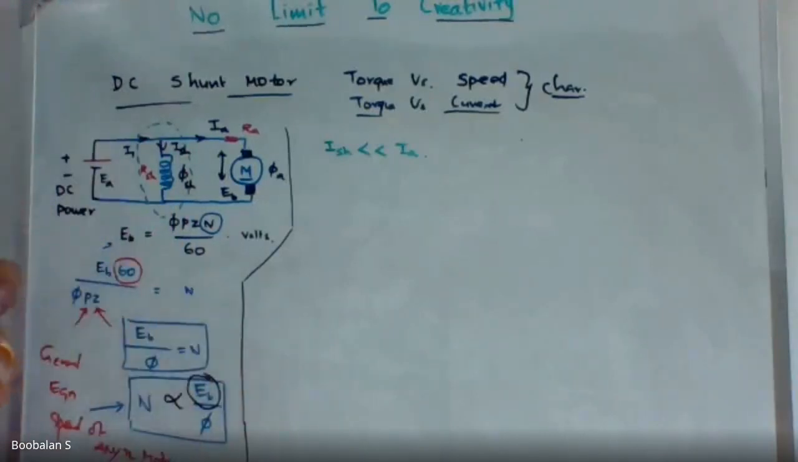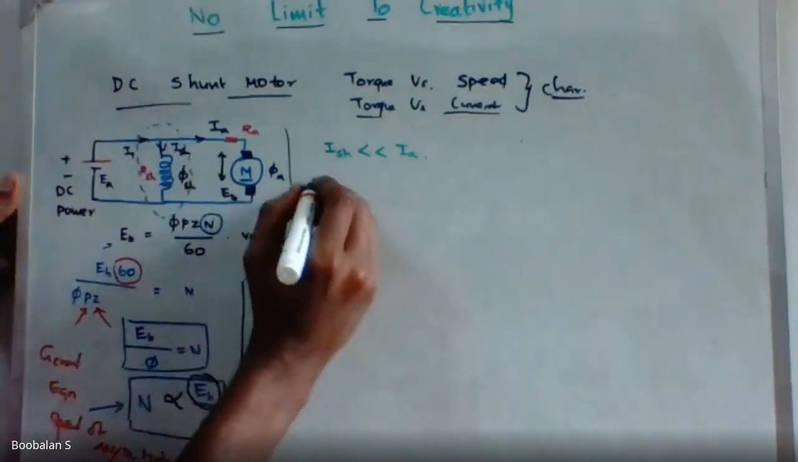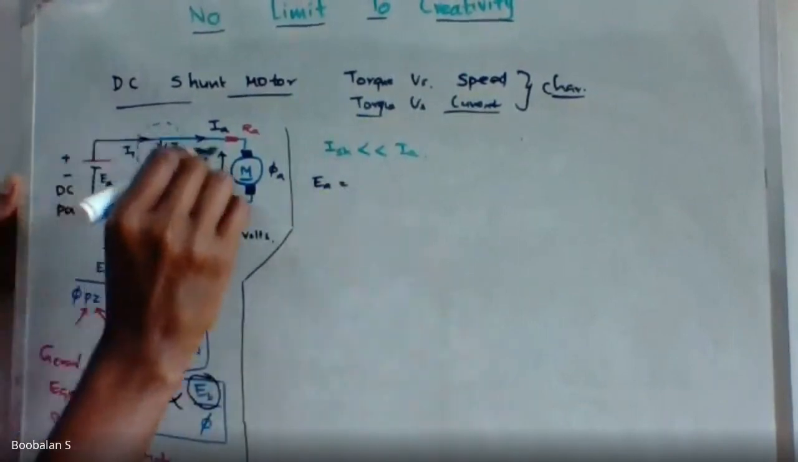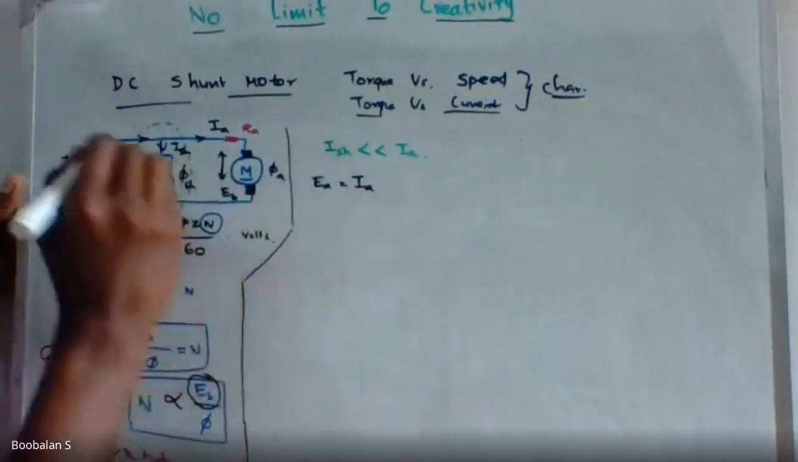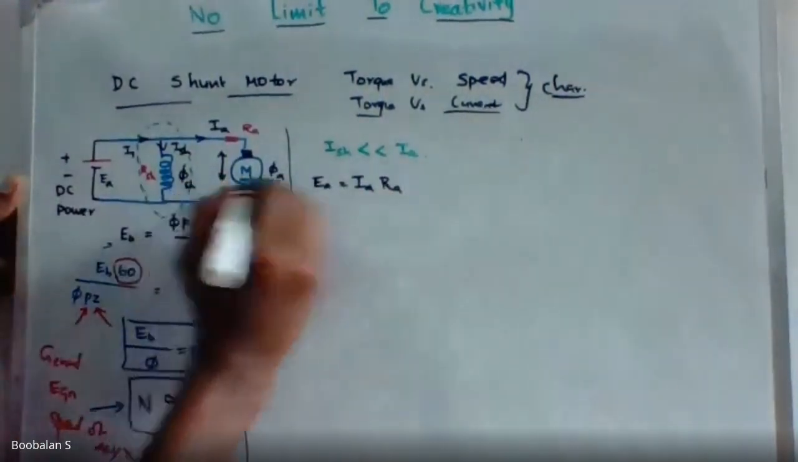So now, applying Ohm's law here to the circuit, EA is equal to the current flowing in this circuit, which is IA, times the armature resistance RA, since the conductor is made of copper and has its own resistance, plus the back EMF EB.